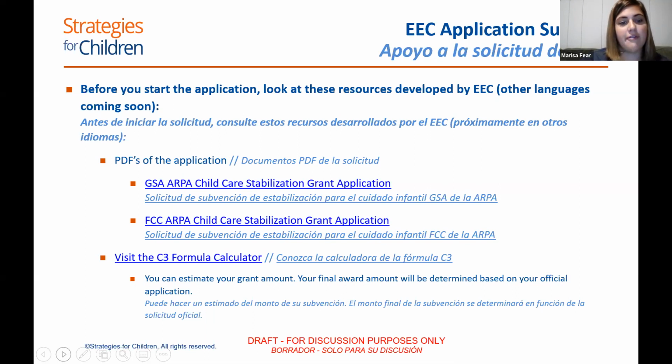The department has also created a C3 formula calculator. This is where you can estimate your grant amount. Your final award amount may be different based on your official application. So your final grant amount will be determined by your application, but this is a good way to see what you can expect from this grant or what you should be receiving.